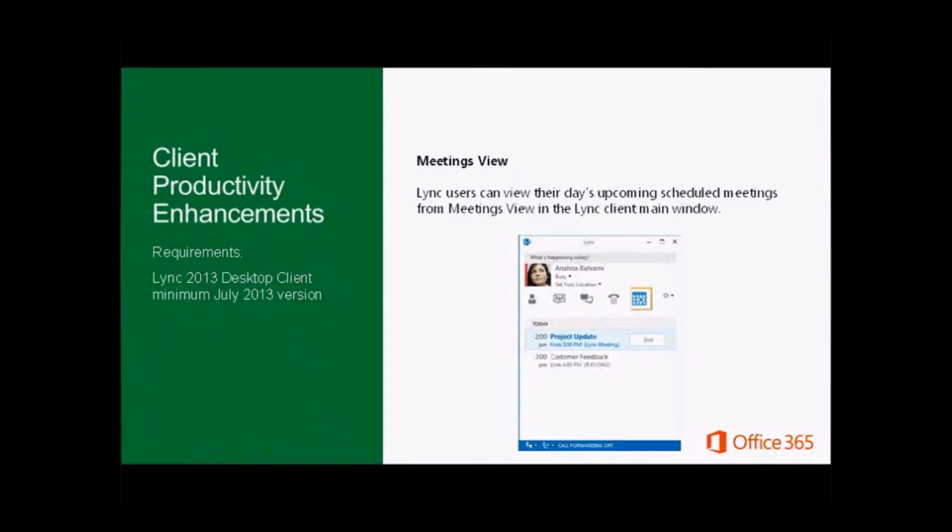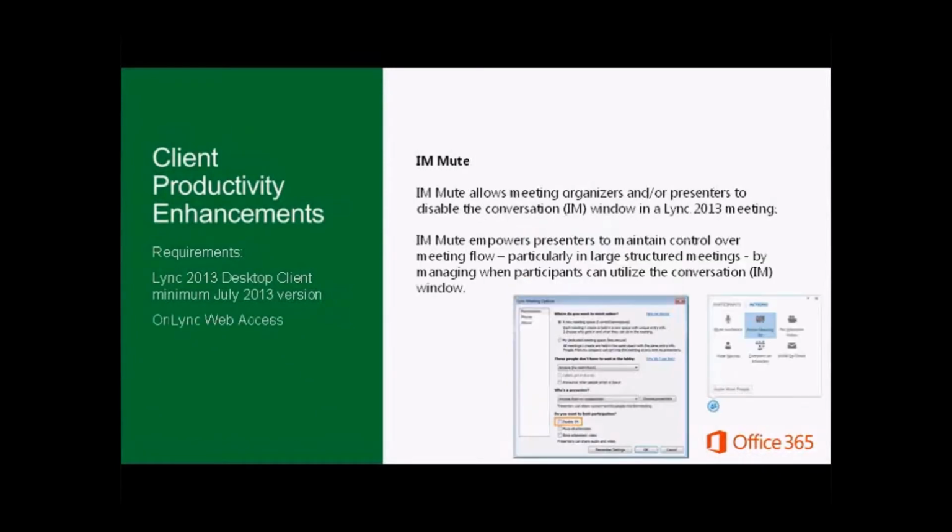The next ability is a meetings view. On the client, you'll actually be able to see within the Lync client the actual view of all the meetings from Outlook that you have coming in, and be able to join directly from there. And then next, we have an IM mute capability. There's the ability to actually host meetings and start off by muting everybody from the beginning. The reason this particular feature is interesting is if you're holding slightly larger meetings and you're trying to control the tempo of how the interaction goes.